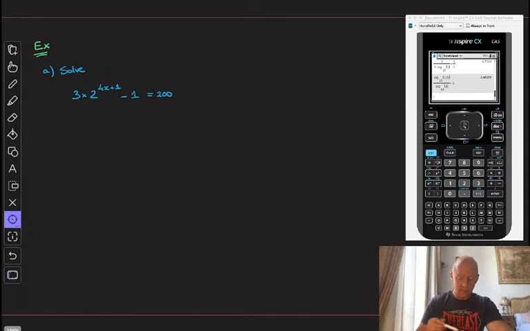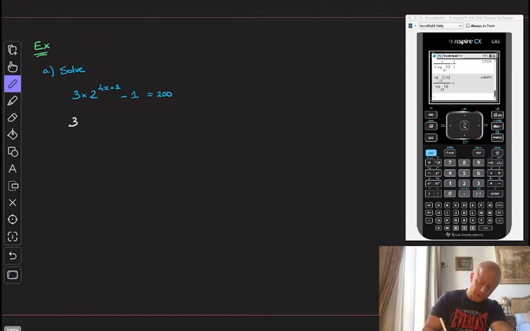Now for that, the first thing I'll do here is get rid of this 1 that's being subtracted on the left-hand side. In turn, to get rid of a 1 that's being subtracted, I add 1 to both sides. So let's do that. This will quickly turn into 3 times 2 to the power of 4x plus 1, and that's equal to 200 plus 1, so 201. Not too bad there.